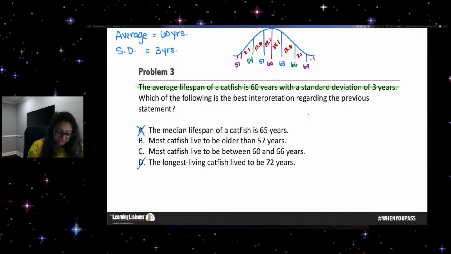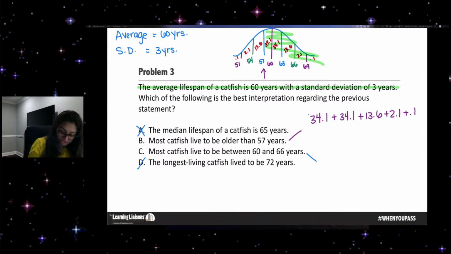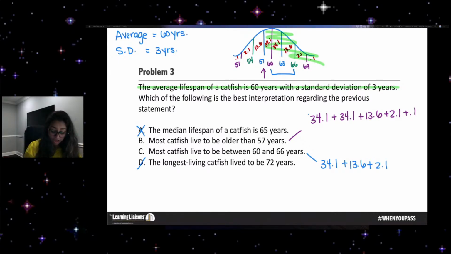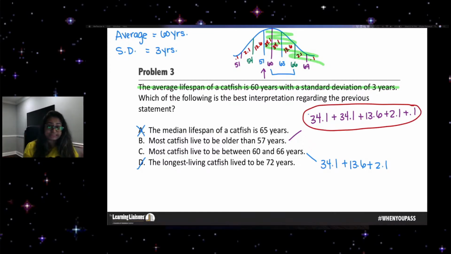So it's saying that most catfish live to be older than 57. So 57 is here. It's telling me to take into account all of those numbers, right? So I actually have 34.1 plus 34.1 plus 13.6 plus 2.1 plus 0.1. And then I realized I did not do the math for that. And I have C, which says just 60 to 66, which is 34.1 plus 13.6 plus 2.1. Oh, well, there's a reason I didn't do the math, because it's a little obvious that more numbers are going to give you a larger percentage, right? So more fish lived to be older than 57 years of age. That is the larger number, so we have the most amount of fish that live to be there.